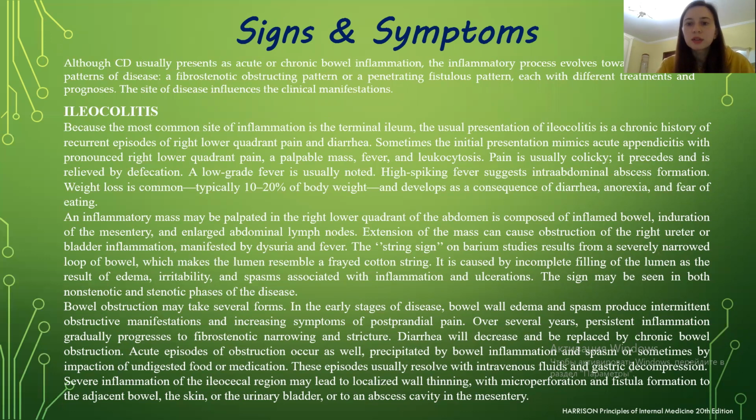The string sign on barium studies results from a severely narrowed loop of bowel, which makes the lumen resemble a fine cotton string. It is caused by incomplete filling of the lumen and is the result of edema, irritability, and spasm associated with inflammation and ulceration. The sign may be seen in both non-stenotic and stenotic phases of disease.